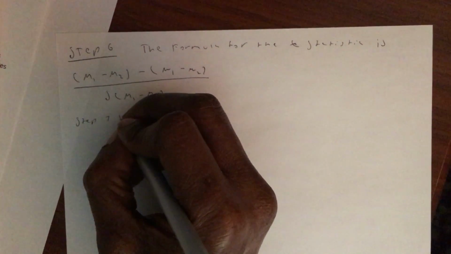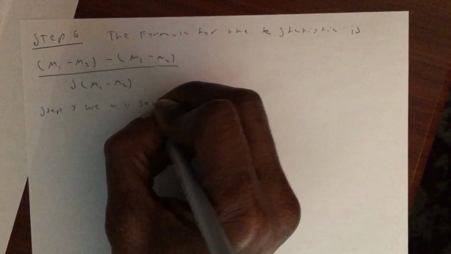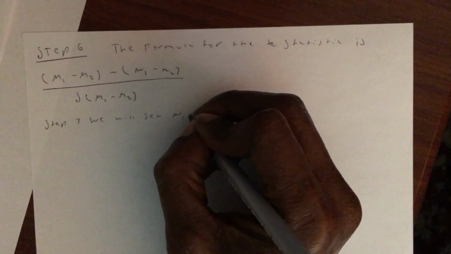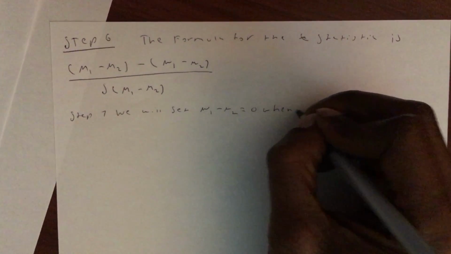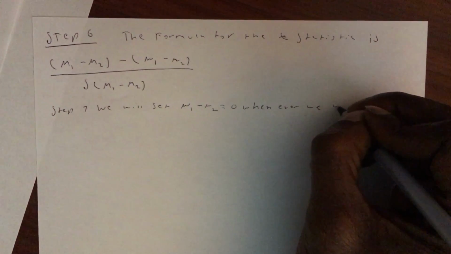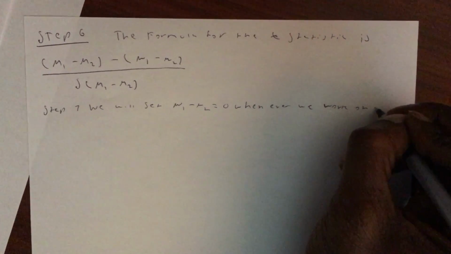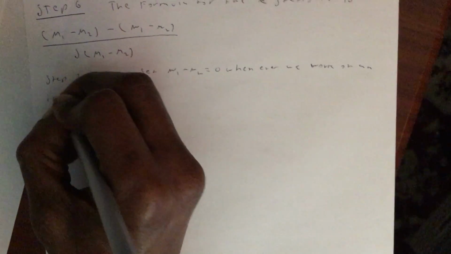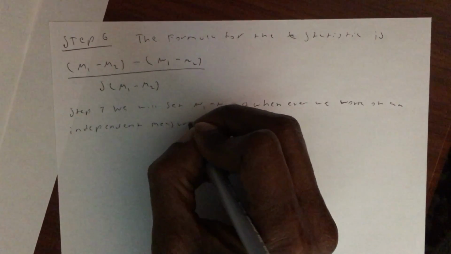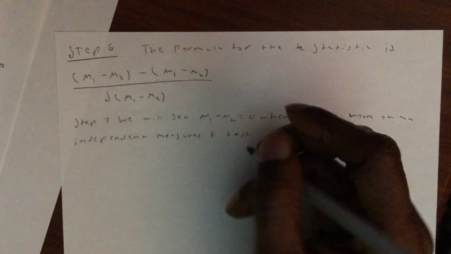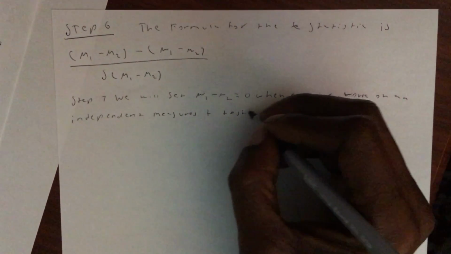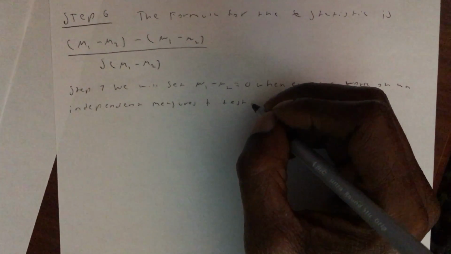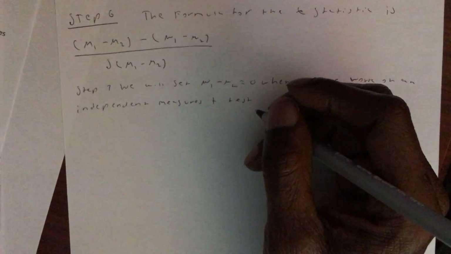Step 7, we will set the population mean of M1 minus M2 to 0 whenever we work on an independent measures t-test, because 0 is the only number that we can be sure of for the population mean.